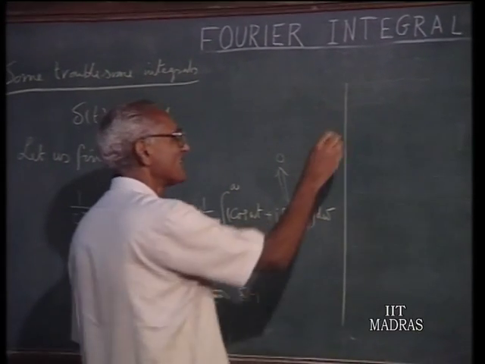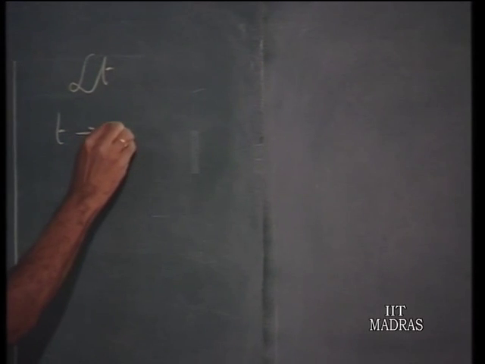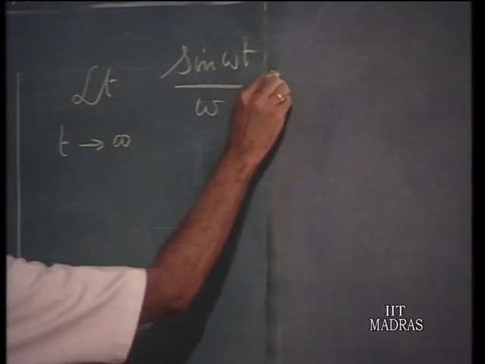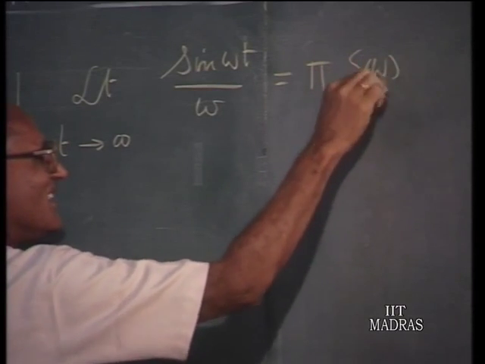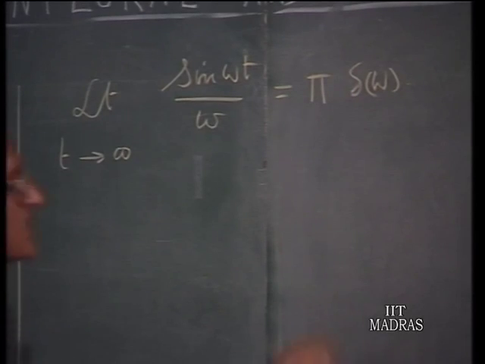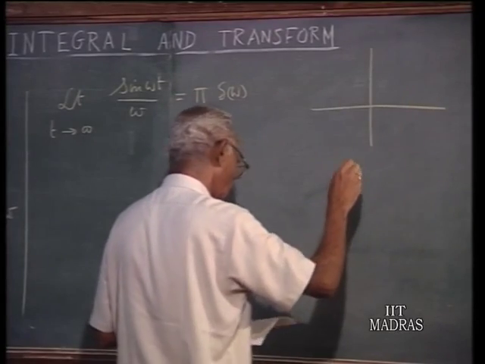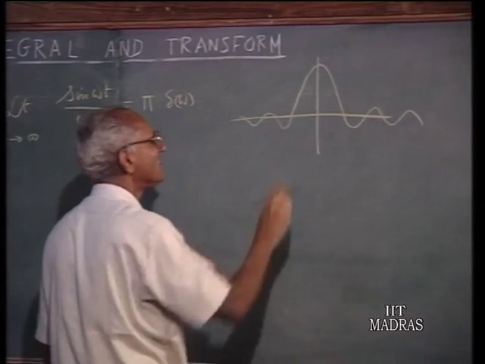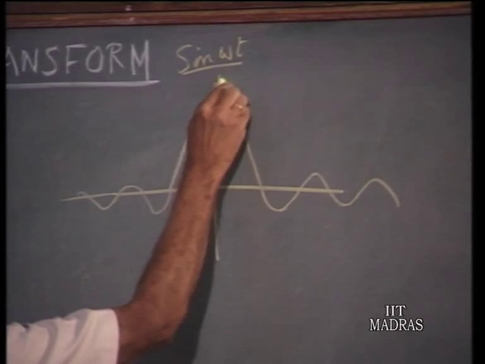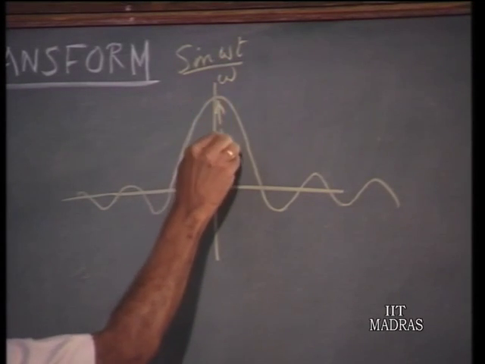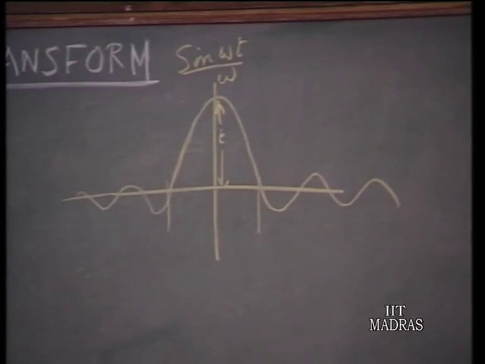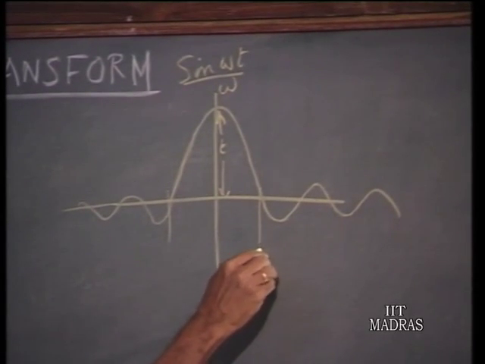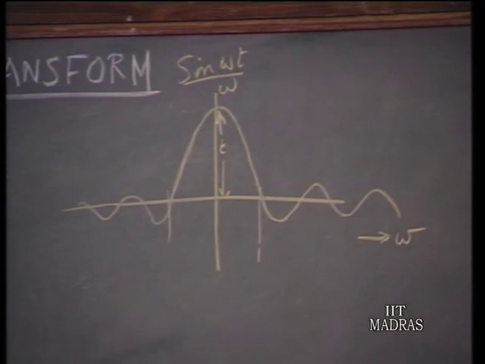These results we will make use of in our future work. First of all, the limit as t tends to infinity of sin omega t by omega will be pi delta omega. It can be explained on the following basis. Sin omega t by omega, how will it look? The height equals t, and the first 0 occurs when omega t equals pi, or omega equals pi upon t.